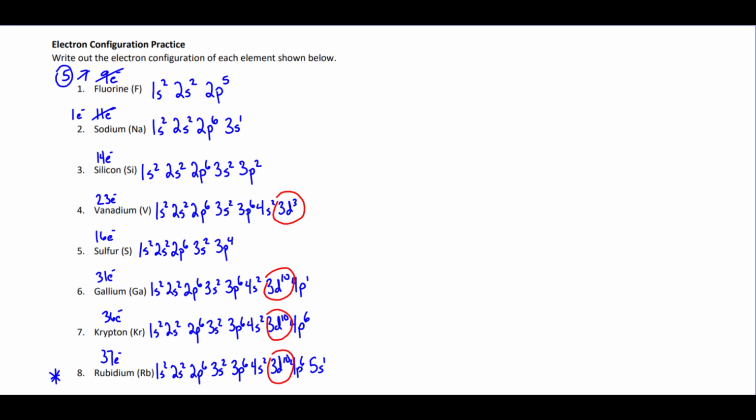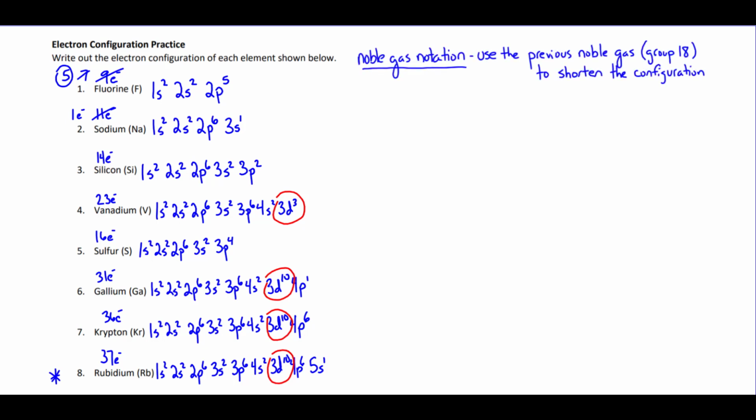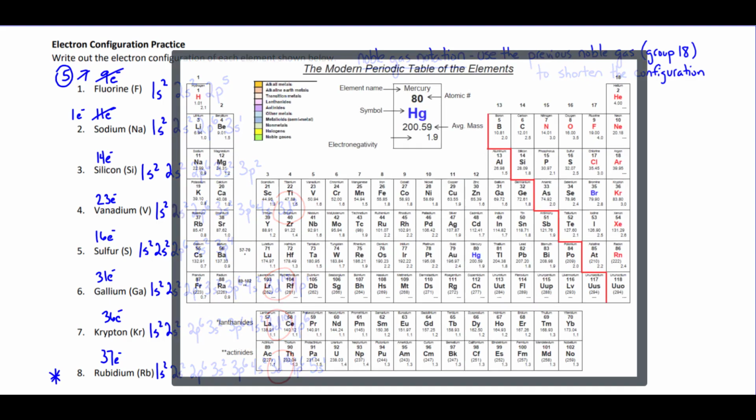It's called noble gas notation. Make a note up in the top corner of your paper that that's using the previous noble gas, that's elements in group 18, to kind of shorten the configuration. Get that into your notes, but I want to show you what it looks like on the periodic table. Fluorine is right here on the periodic table, but if we kind of back up on the periodic table, the noble gas that comes before it is helium.